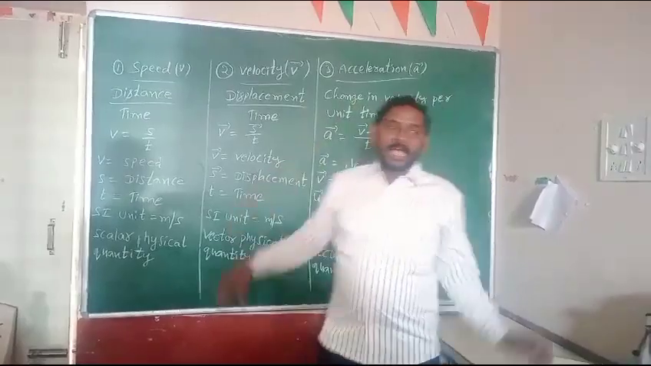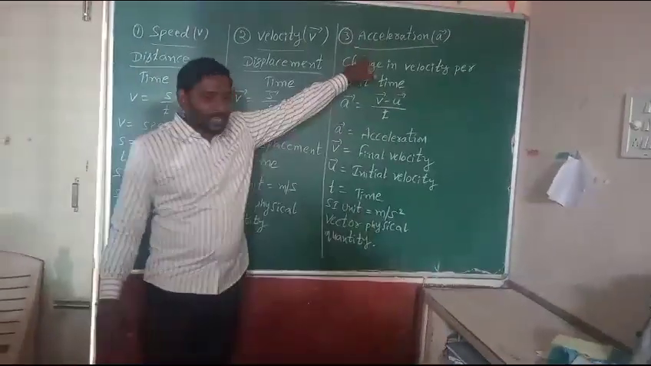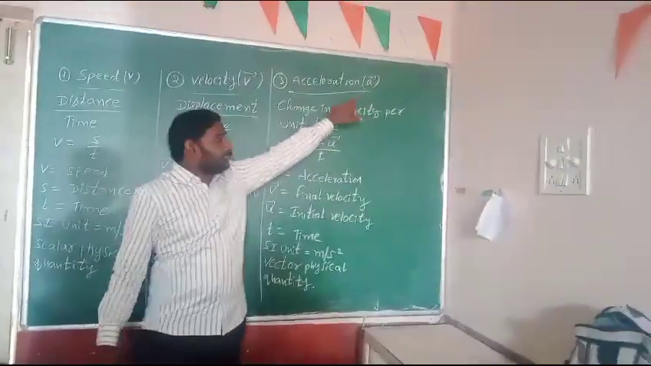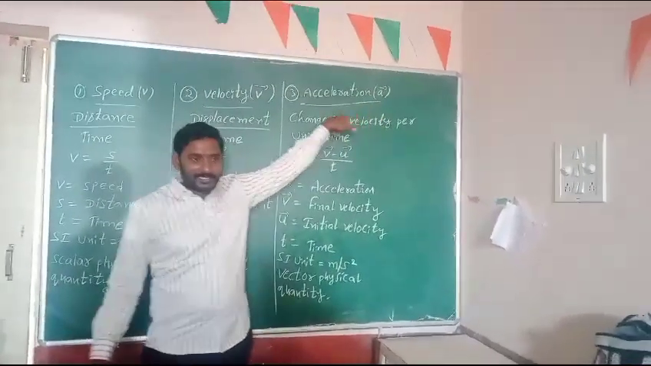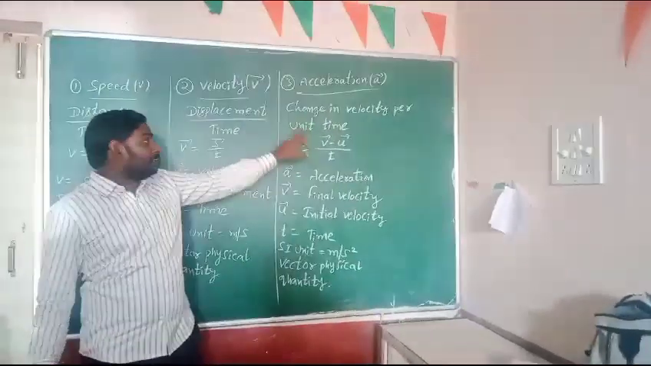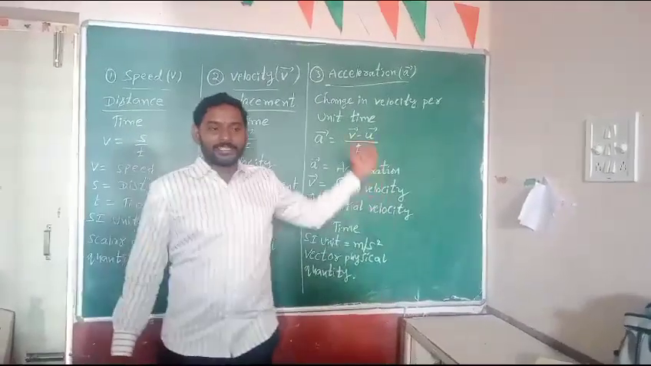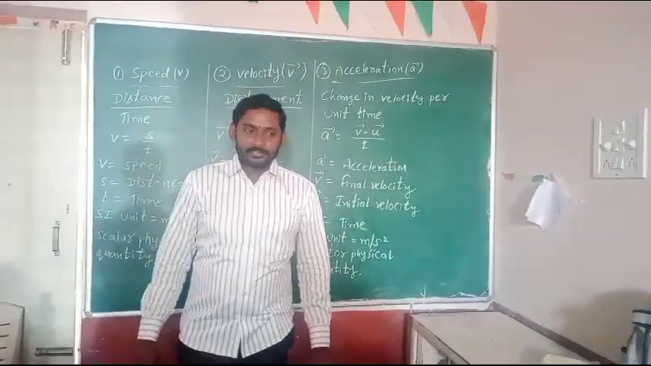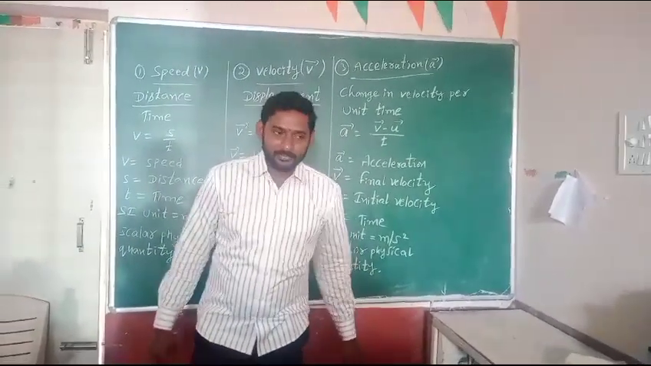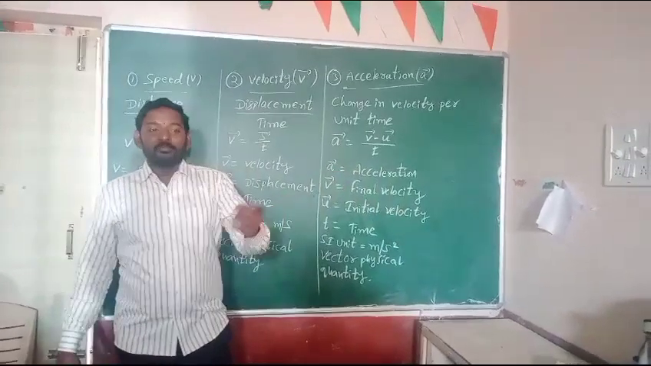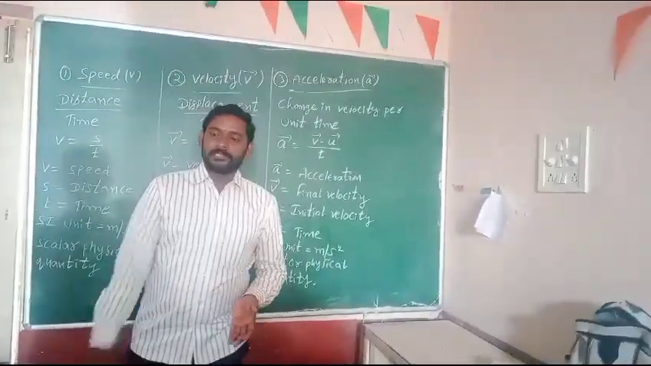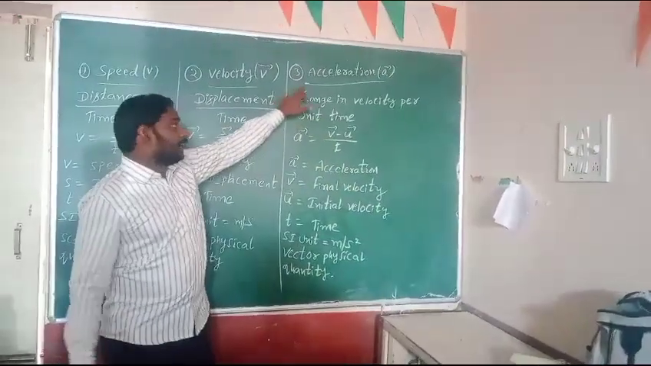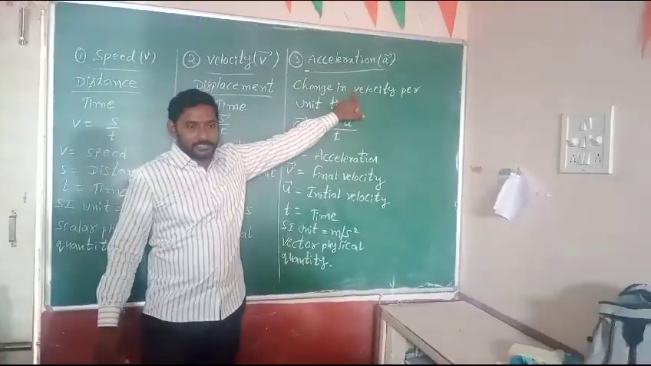Next one is acceleration. The symbol is A with an arrow. Already we know the arrow indicates a vector physical quantity. Then what is acceleration? It is the change in velocity per unit time, or the rate of change of velocity. The rate of change of velocity is nothing but the acceleration of the object.